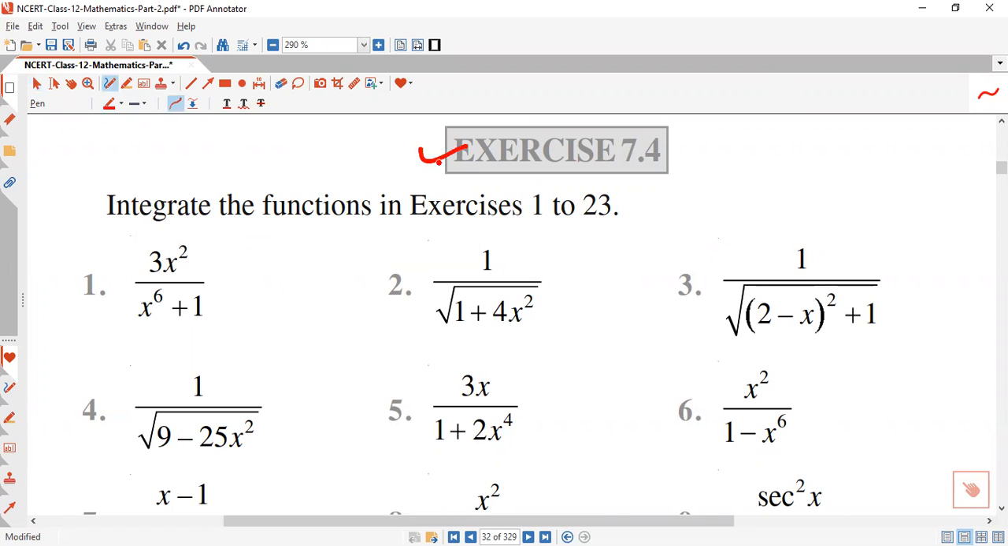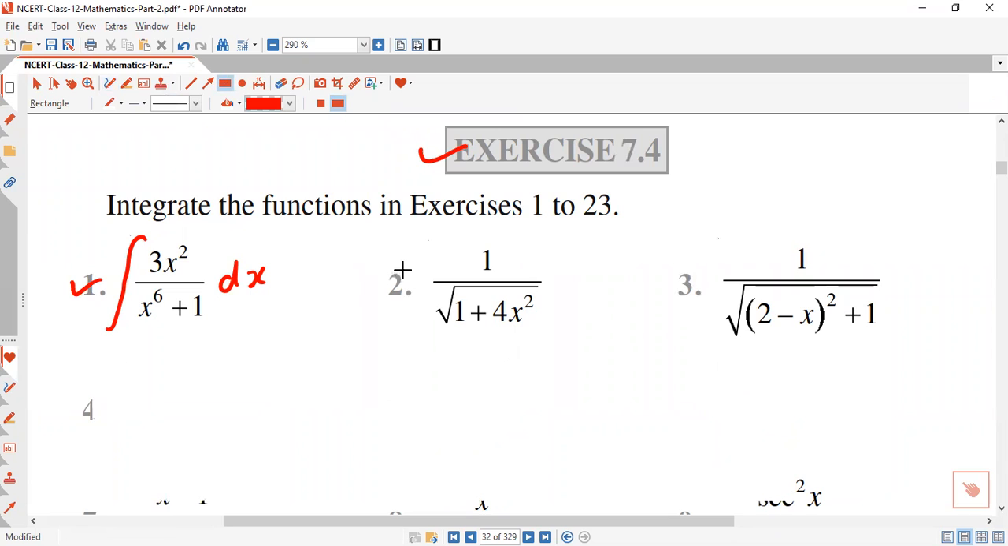Exercise 7.4. Integrate the functions in exercises 1 to 23. We have to just integrate the functions in the questions. Let's say we start with question number 1. So what is given in this question number 1? You see this question first.